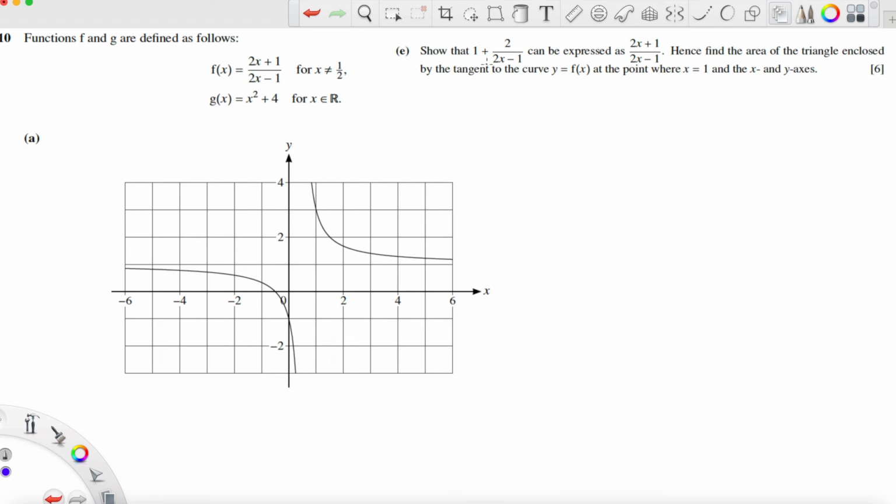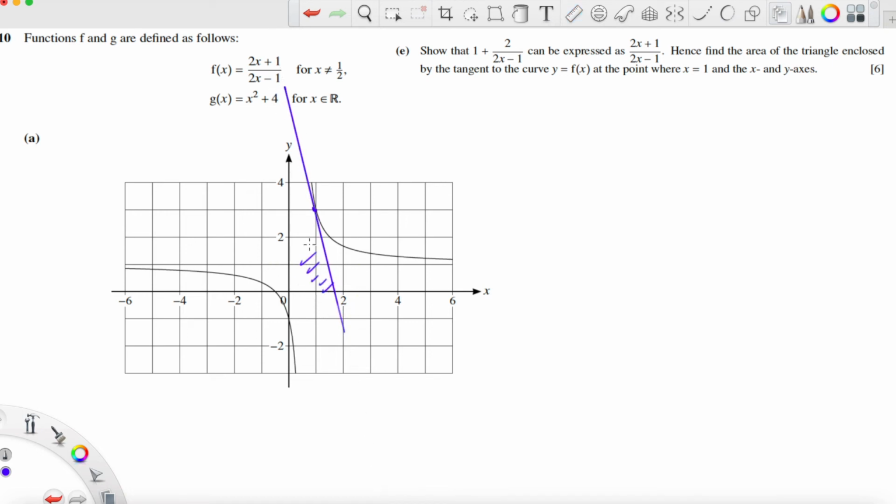Part E says show that 1 plus 2 over (2x minus 1) can be expressed as (2x plus 1) over (2x minus 1). Hence find the area of the triangle enclosed by the tangent to the curve y is equal to f of x at the point where x is 1, the x-axis and the y-axis. So I first construct a tangent. x is equal to 1 is this point. Now it is going to make the tangent to the curve.